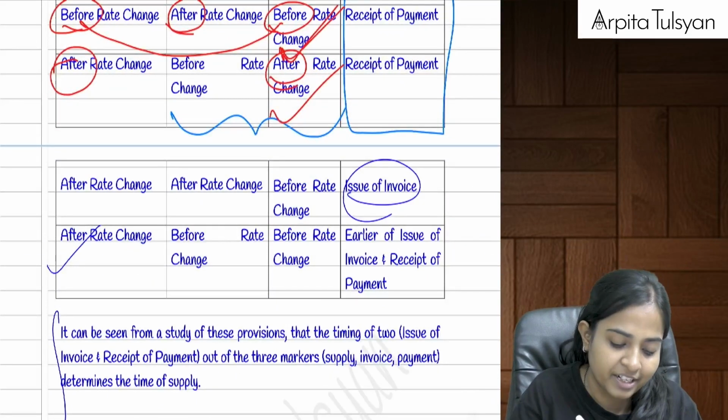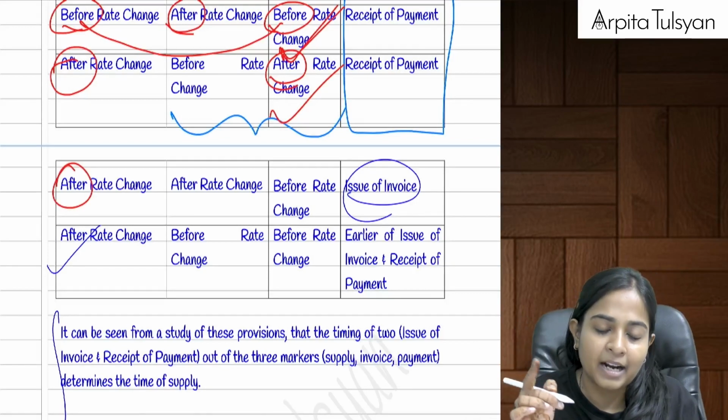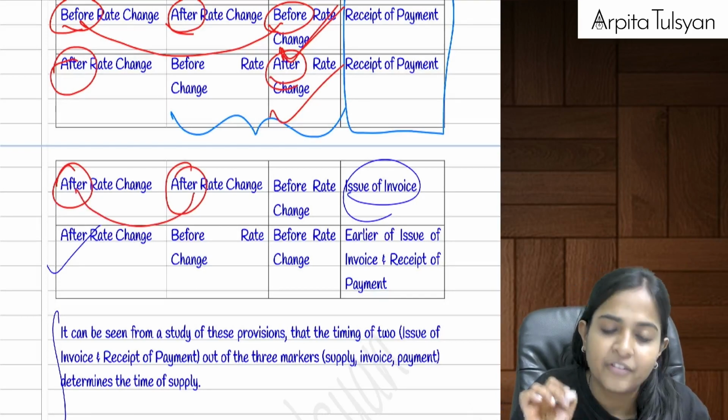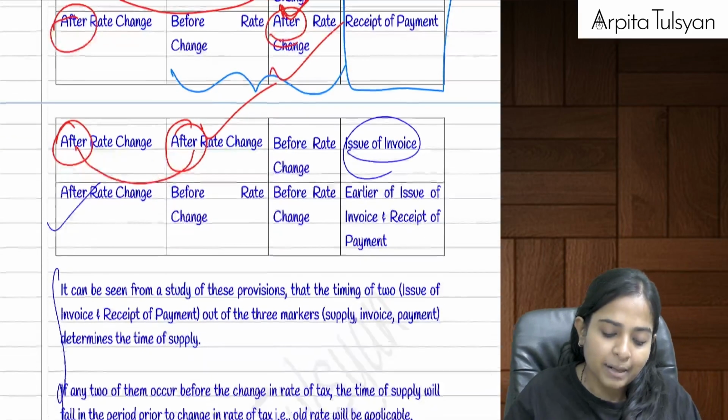Now last one, everyone. This is after. Supply has happened after the rate change. Issue of invoice has also happened after. So after is matching with this after. So time of supply will be this. This is how we had remembered it.